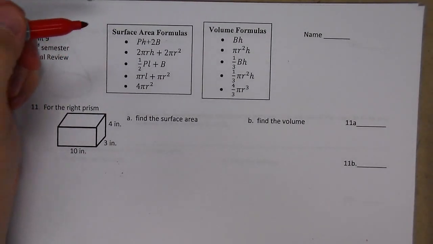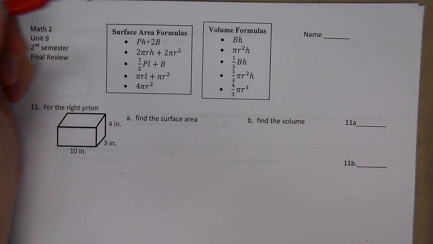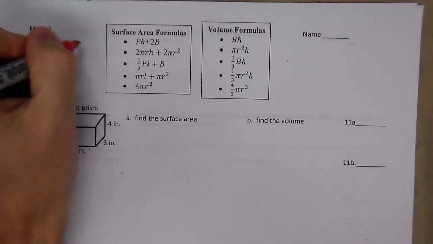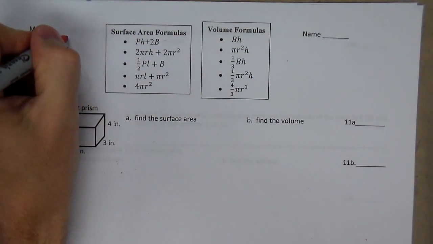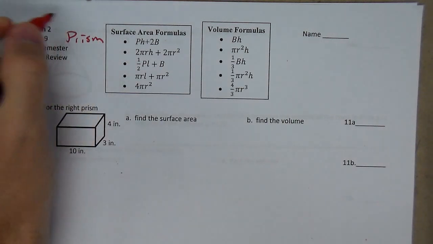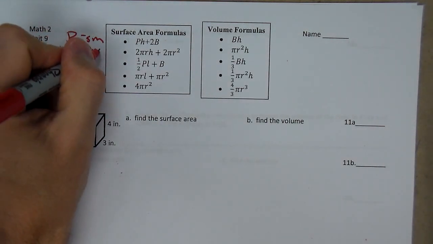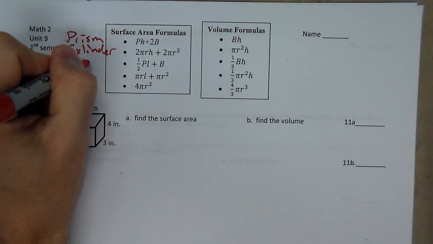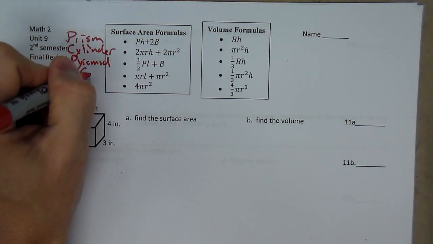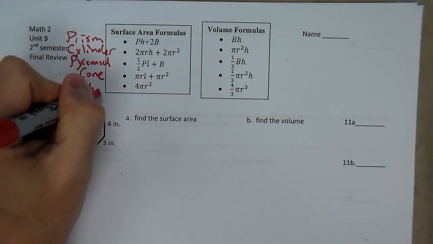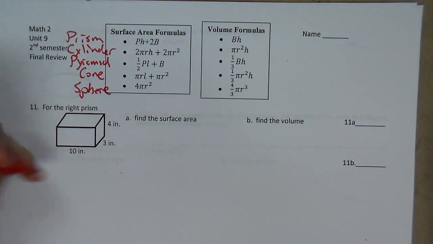For Chapter 9, we're given some formulas to work with for surface area and volume, and they're listed in this order. The first in each column is a prism. The second one is a cylinder. Third is a pyramid. Fourth is a cone, and the last one is a sphere. So we have those to use as we go through and solve.